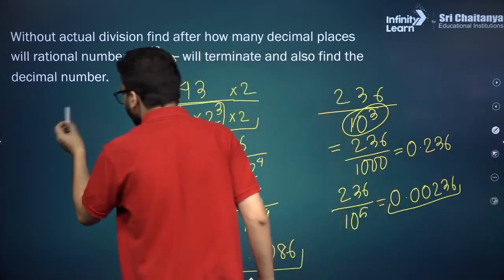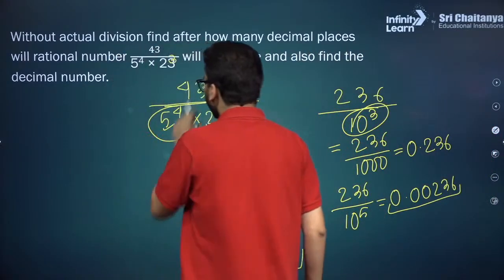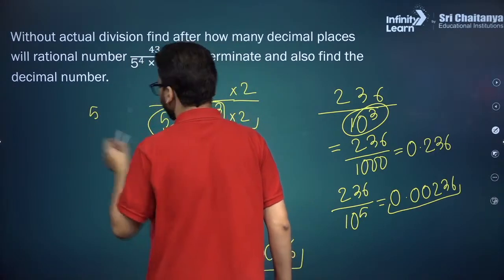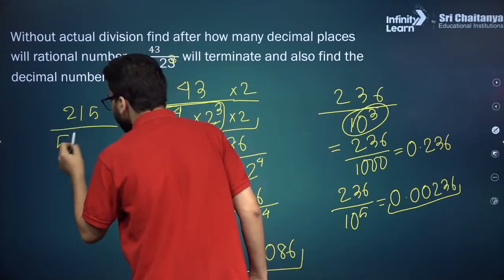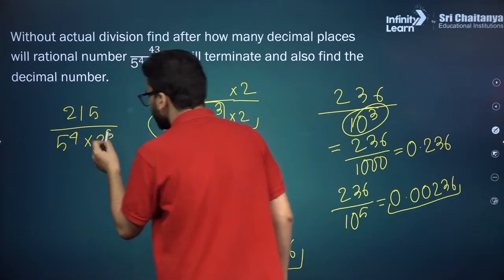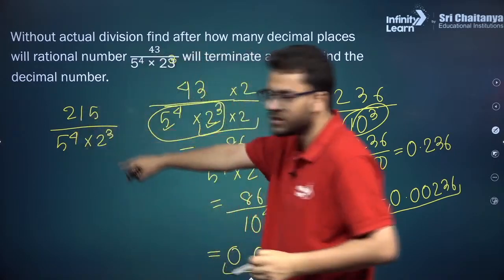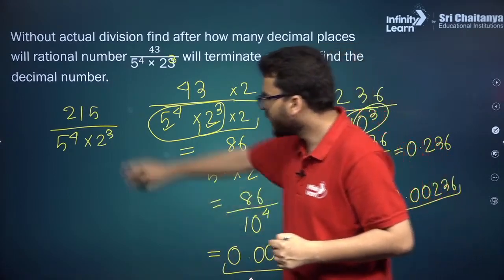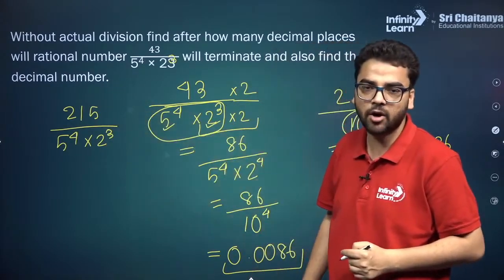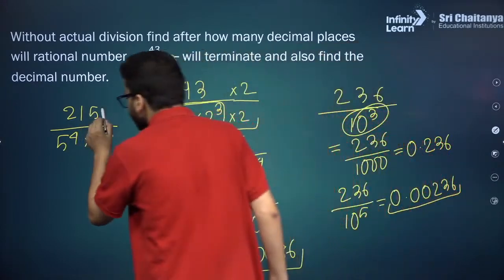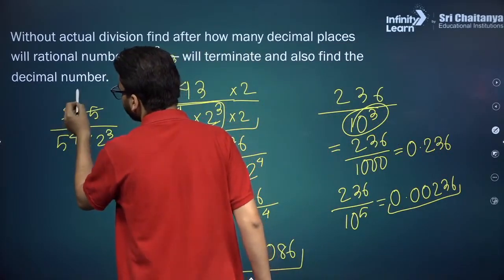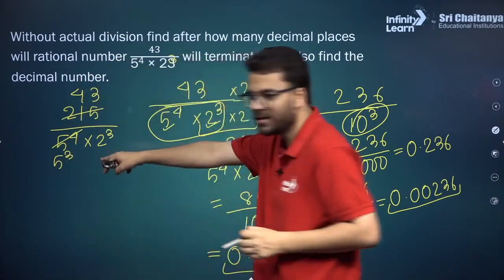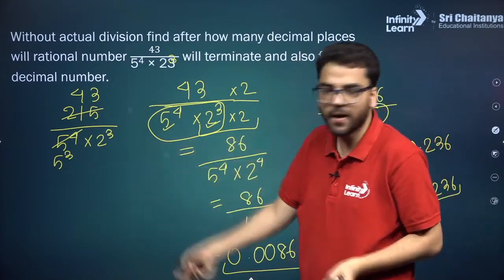Suppose over here I have got a number like this, and the question is: after how many places of decimal will it terminate? First, you have to simplify the numerator as well as the denominator. You have to cancel out the common factors. This is divisible by 5. 5 4s are 20, 5 3s are 15, and over here I will be left with 5 raised to the power 3.